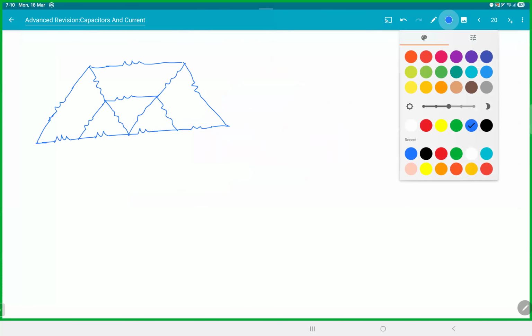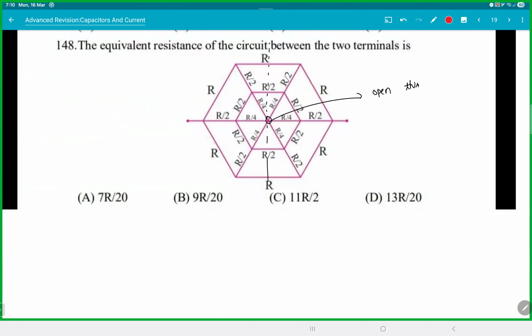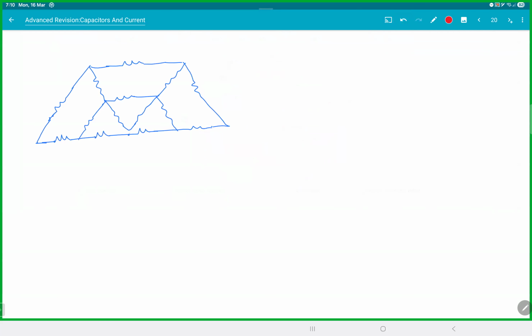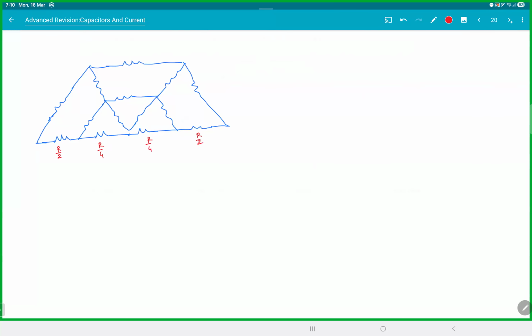Perfect. This can be removed here. Now, when you fold them, observe this. When you fold, this R will fall on this R, this R by 2 will fall on this R by 2, this R by 2 will fall on this R by 2, but the middle resistors are only single, so they will not get affected, but everyone else will become half. So the middle ones will be R by 2, R by 4, R by 4, R by 2. These things will not change, but the rest will become half.